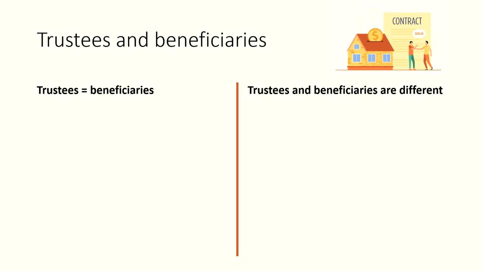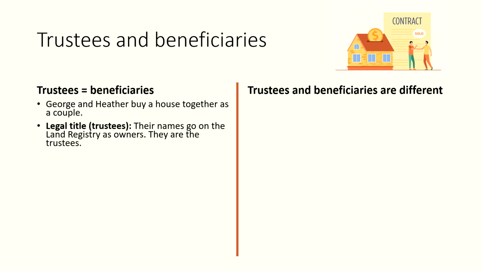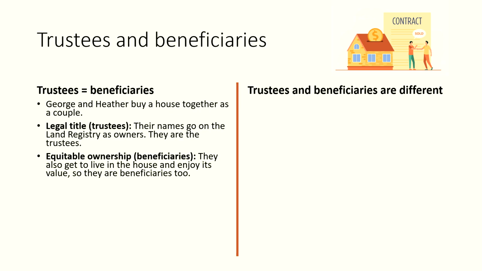Okay, so just as a little bit of an overview to make this really, really clear, what happens when we have trustees who are also the beneficiaries? Okay, so for example, we've got George and Heather who want to buy a house together as a couple. Okay, now both of the names go on all the contracts and the deeds, and both of the names are registered with the land registry, so they are the legal owners and they are seen as the trustees of the property.